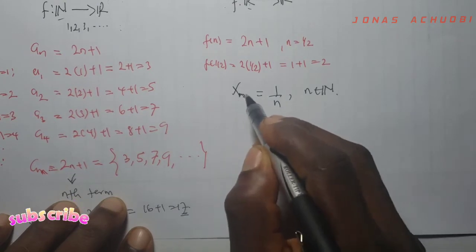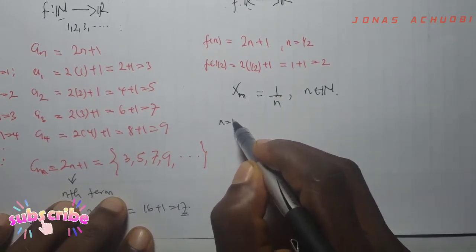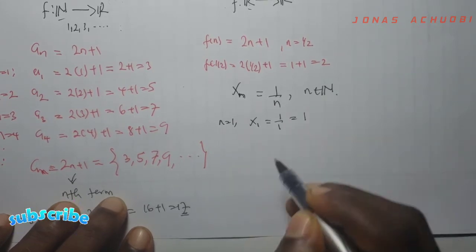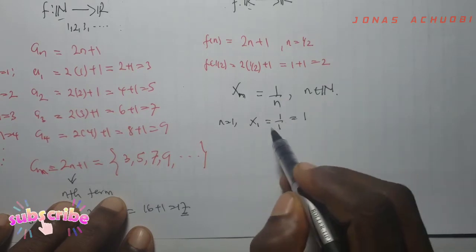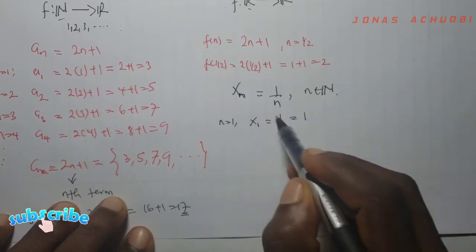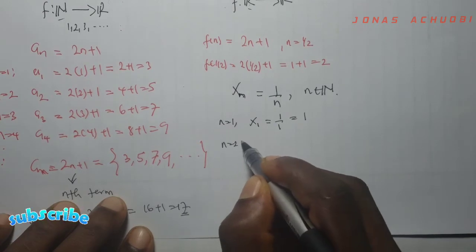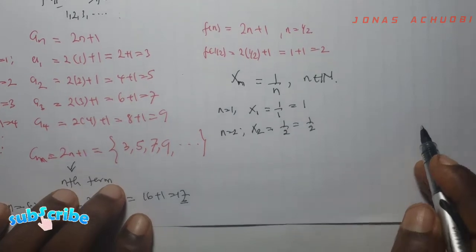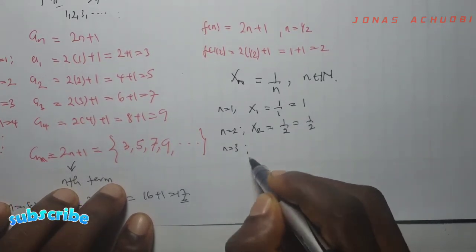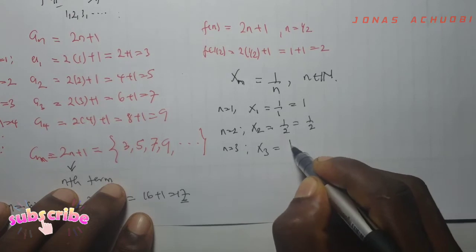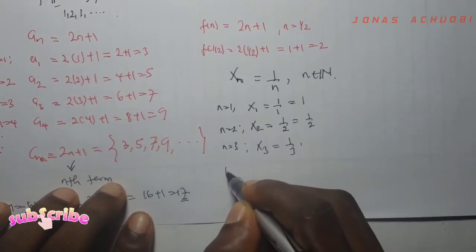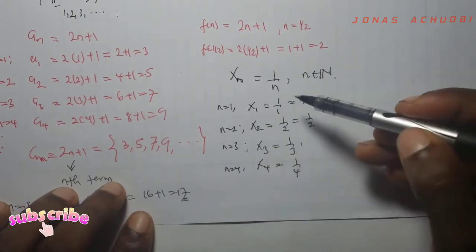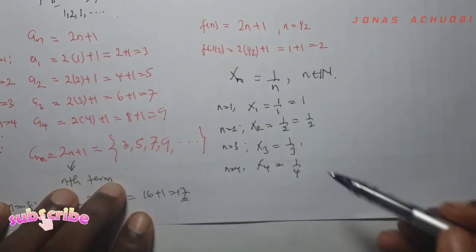The first term of this sequence can be gotten when n is equal to 1, and that becomes x1, 1 over 1, equal to 1. So the first term of my sequence, 1 over n, is x1, which is equal to 1. The second term is gotten when n is equal to 2. So x2 is equal to 1 over 2. I can get the third term of my sequence when n is equal to 3, as x3 equal to 1 over 3. I can get the fourth term, n equal to 4, and that will be x4 equal to 1 over 4. I just put in the corresponding value of n into the function.